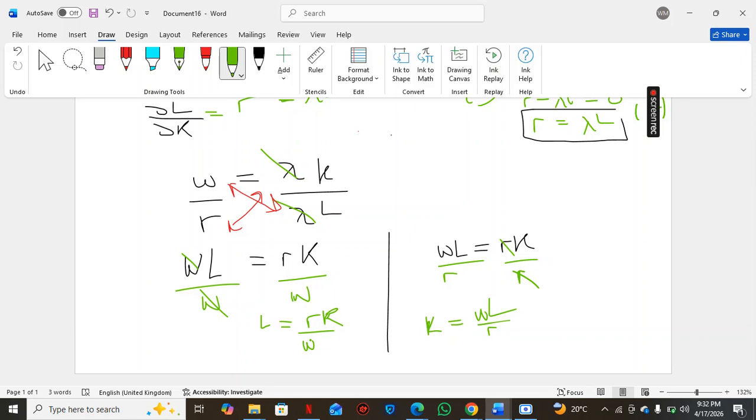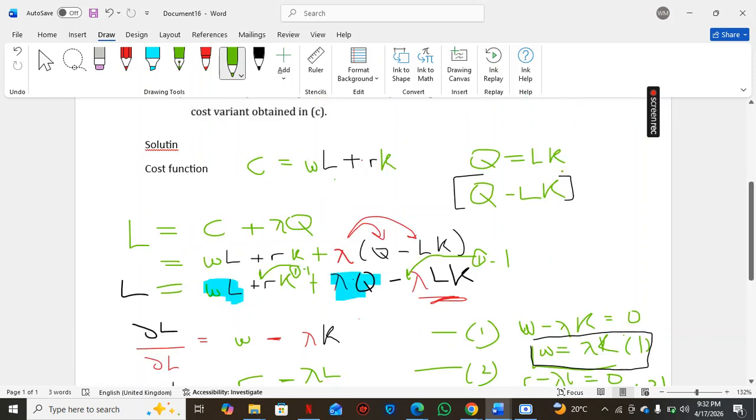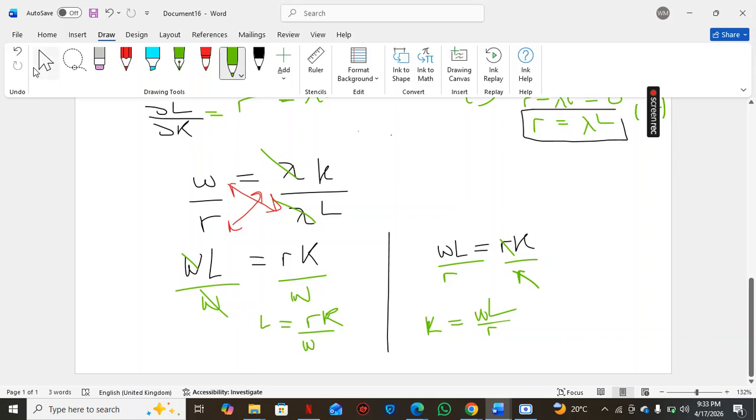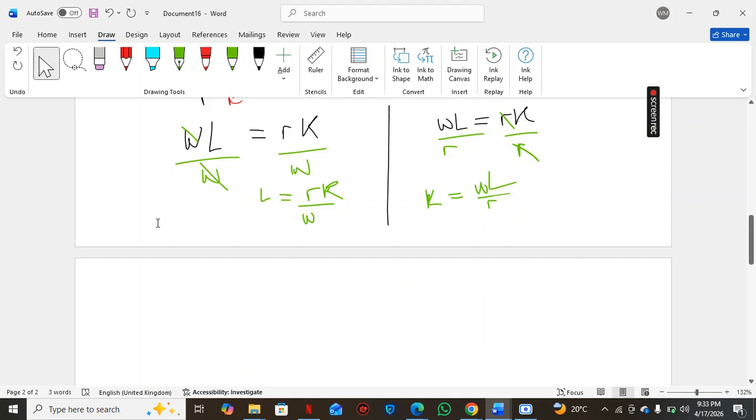Yes. But we're not yet done. Okay. Because these expressions, this L equals RK over W and K equals WL over R, we're going to need to bring them back into this function here. Because we want the cost minimizing inputs of L and K. So those expressions, they will have to come back here in the production function. So we go back to our production function here. Remember, Q equals L times K.